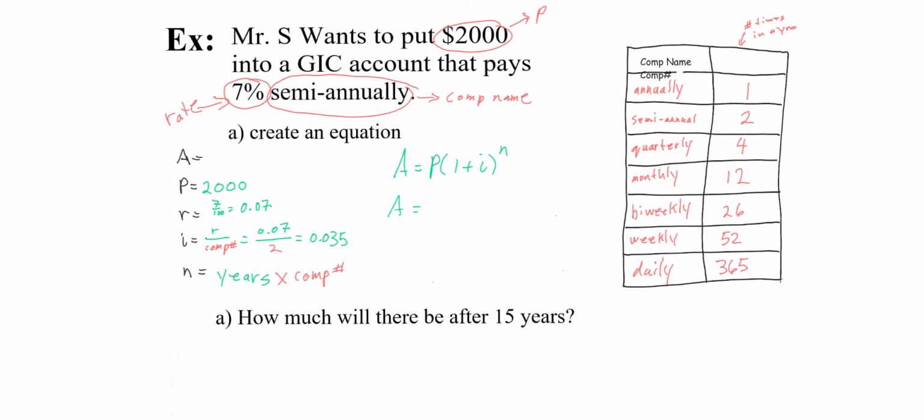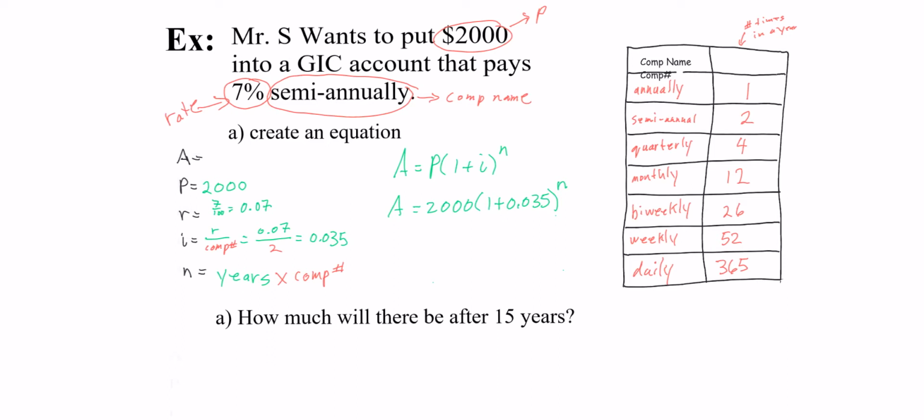Well, we don't know what A is, so we're going to leave A. We have P is 2000. We have 1 plus i, which in this case, for this specific problem, comes out nicely as a decimal, so we'll just write 0.035, raised to the n. I'm going to leave n as it is because right now I don't know what n is.